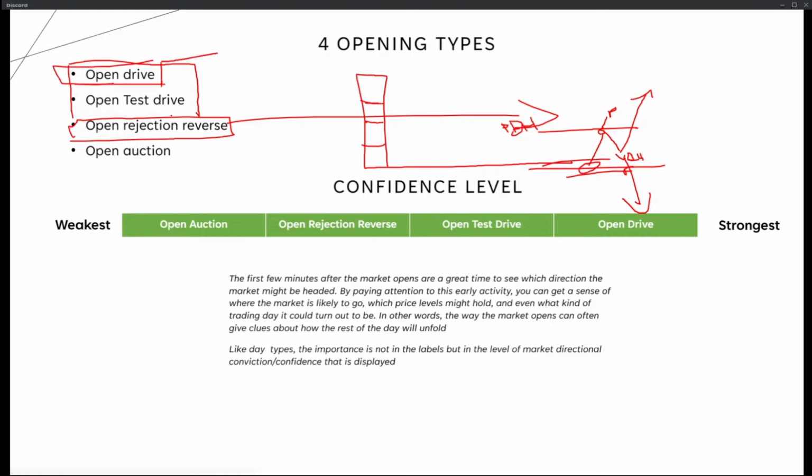What type of day? Trend day. This is a trend day. This can also be a trend day or what? Double distribution. Double distribution, because the confidence is not as high. Second highest confidence day is what? Double distribution day. Right, and then you have an open rejection reverse.